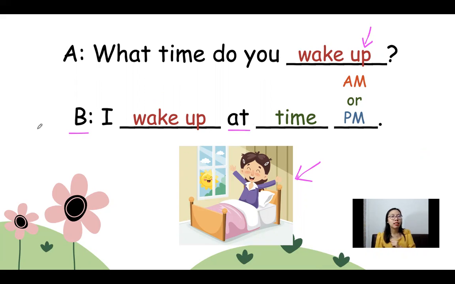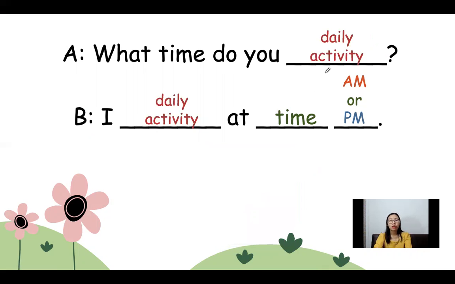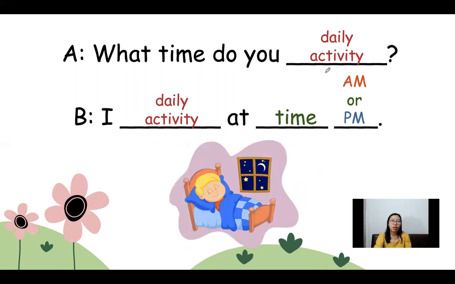I wake up at, how do we read this? 6:30. 6:30 AM or PM? AM. All right, let's read it again. I wake up at 6:30 AM. Okay, let's try another one. So the picture is, we go to bed. All right, go to bed.